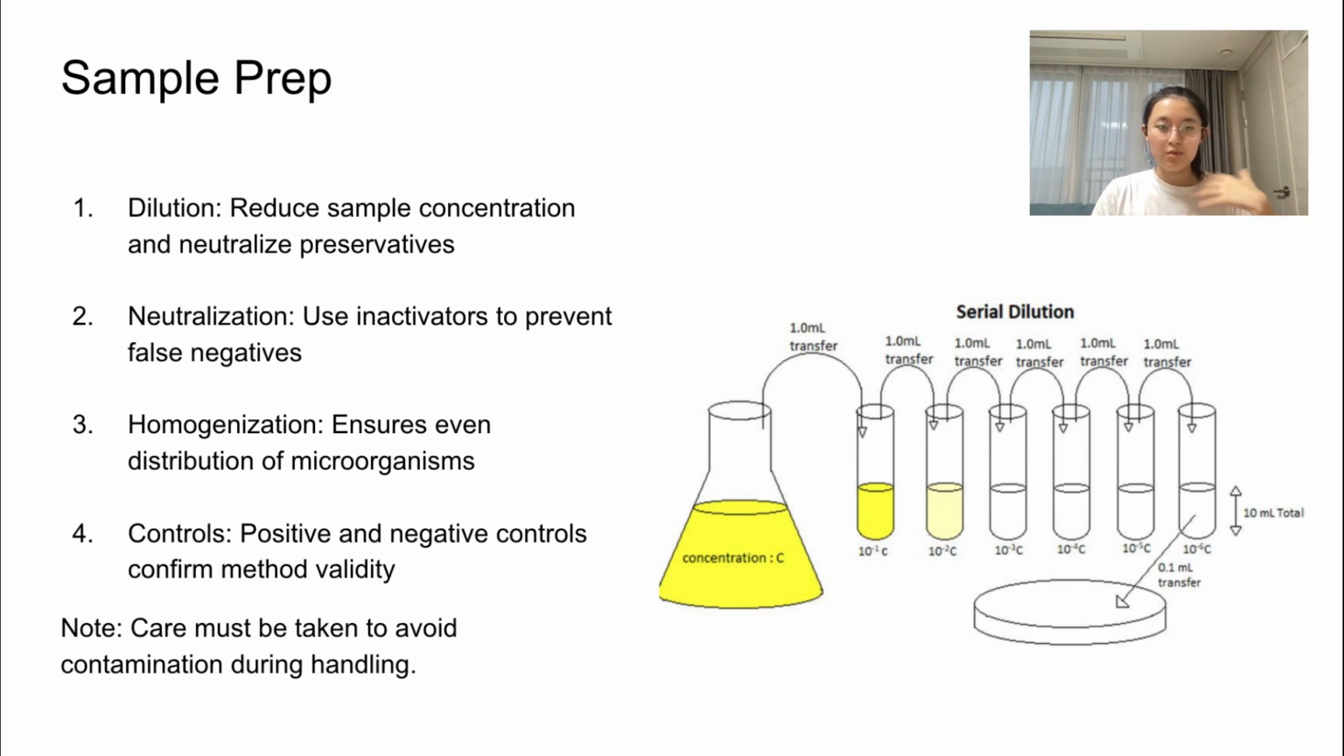Fourth, we use controls, including both positive and negative controls, in order to validate method performance. At the end of the day, aseptic handling is required in order to avoid cross-contamination, and it is required throughout the entire process of doing the MLT. That is the end of this video, and thank you for watching. In our next video, we'll be looking at the various testing methods for MLT.